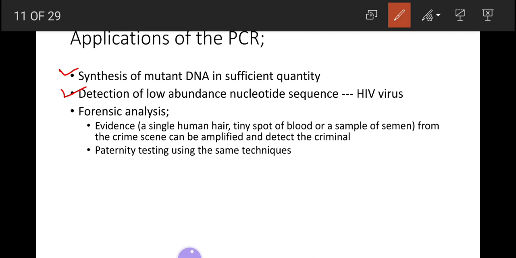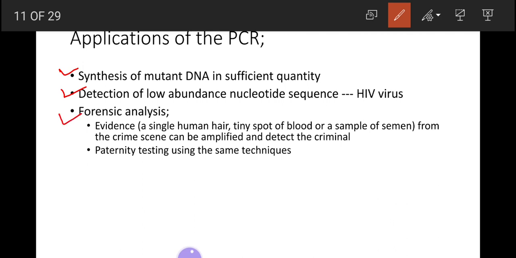But the PCR, as I have told you before, is a rapid and sensitive method. It can detect the viral DNA sequence even when only a small portion of cells are present in the human blood. Within the days of the infection, we can detect HIV virus. We can detect any type of virus in the human blood.